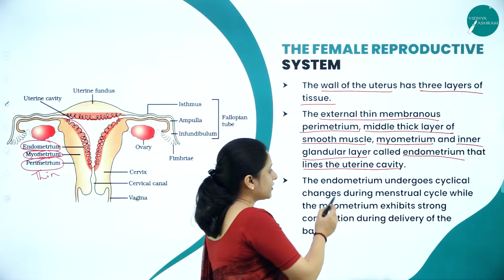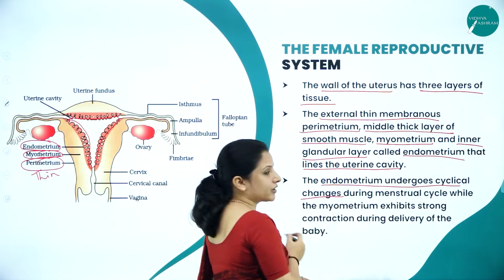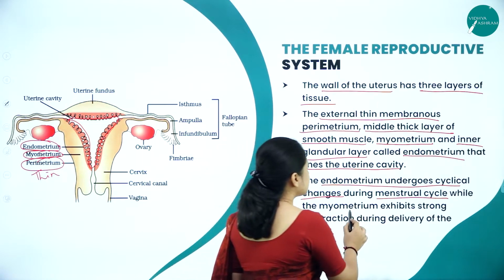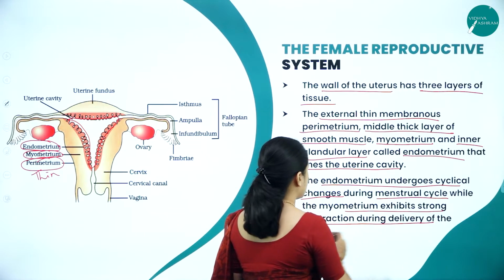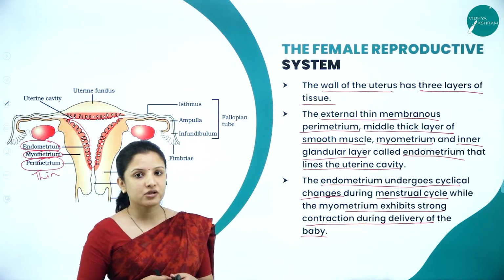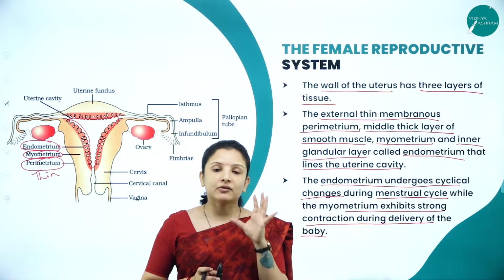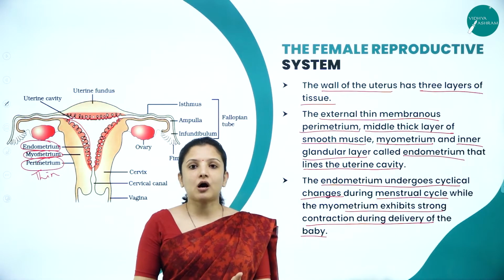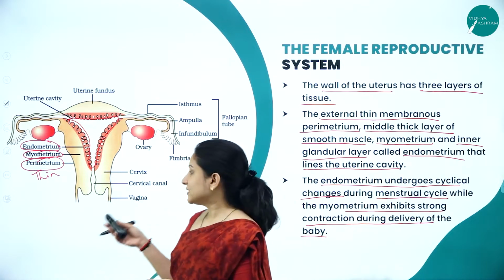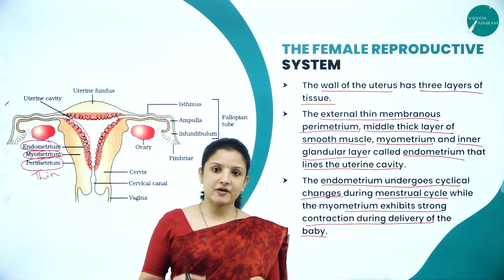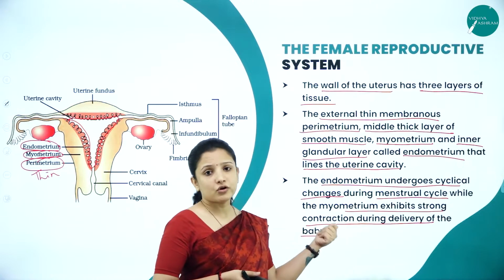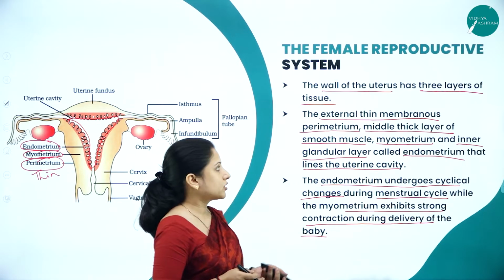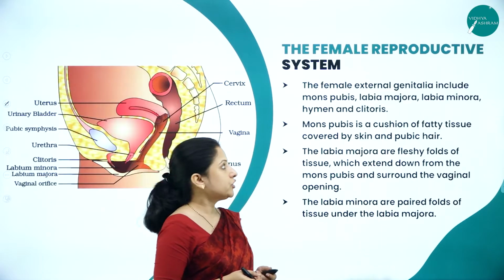So the endometrium undergoes cyclical changes during the menstrual cycle, while the myometrium exhibits strong contraction during delivery of the baby. What is the function of the myometrium? That very thick middle layer induces contraction so that the baby can be pushed out through the uterus into the cervical canal and then out through the vagina. For the contraction to occur during delivery, the myometrium is very important. So these are the three different layers of the uterus.